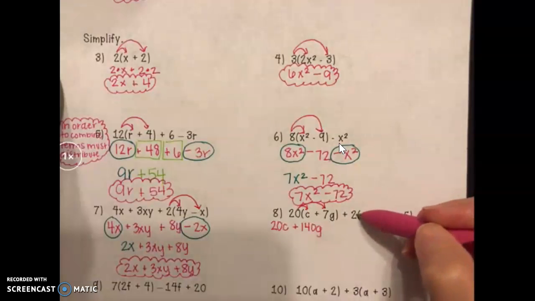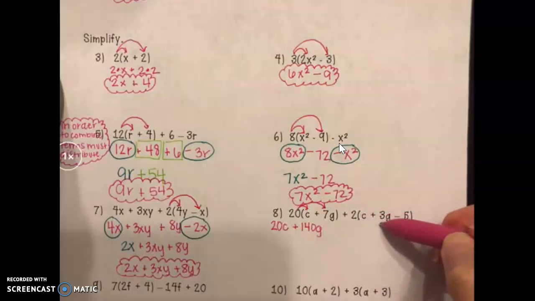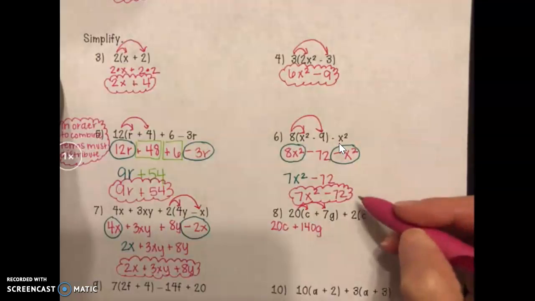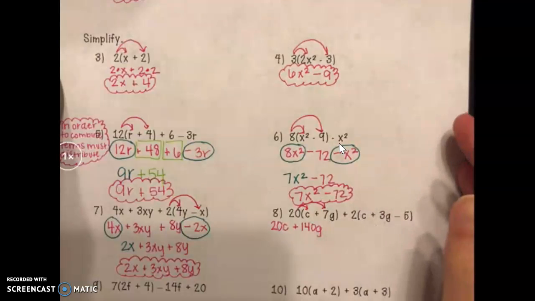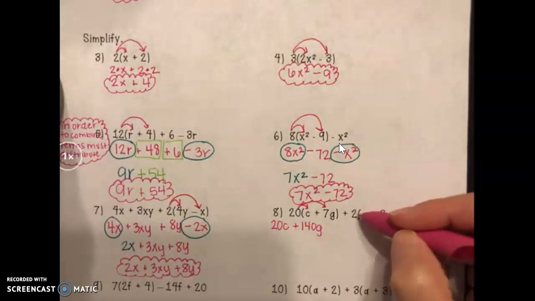All right, now I have plus, and now I have something a little different. So now I have this 2 in parentheses, because it's right next door. 2 is right next door to this parentheses. C plus 3G minus 5. Guess what, guys? You're going to distribute this 2. Doesn't matter that there are 3 numbers. You can still distribute because it's right next door.